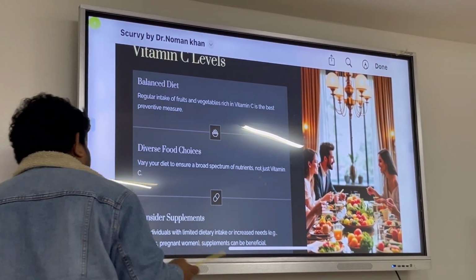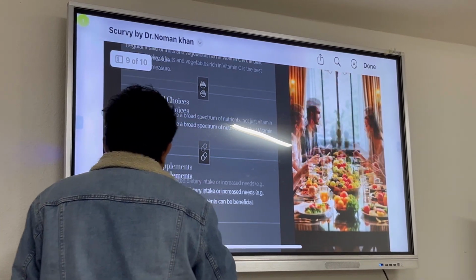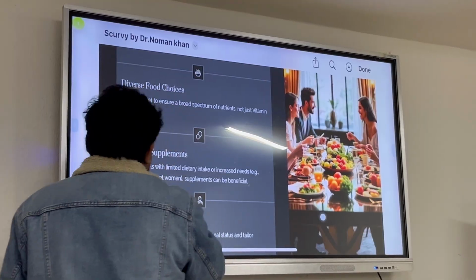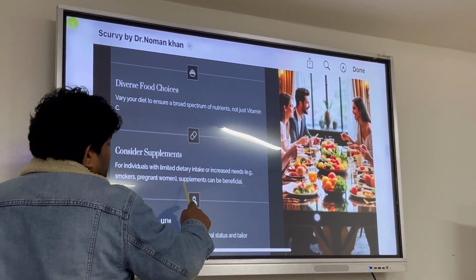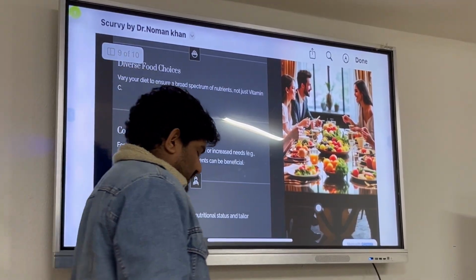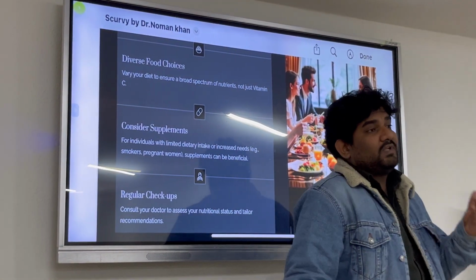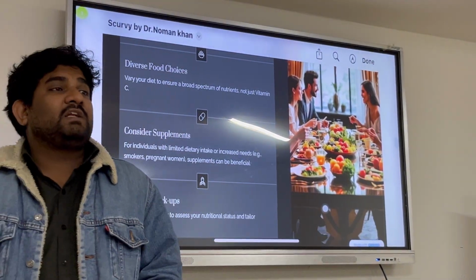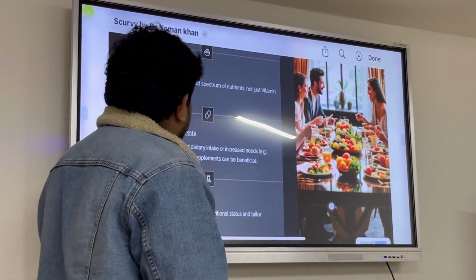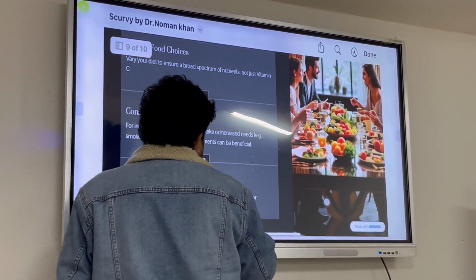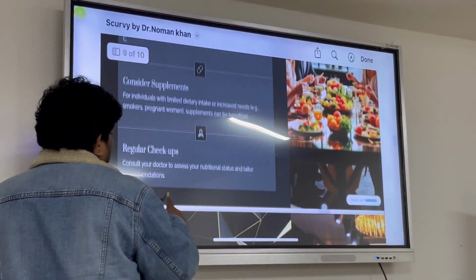Multivitamins: consider this supplement for individuals with limited dietary intake or increased needs, for example smokers and pregnant women. If someone is pregnant, or someone is smoking or taking alcohol, they should take a higher amount of vitamin C tablets or capsules. And the regular checkup: consult a doctor to assess your nutritional status and take their recommendations.